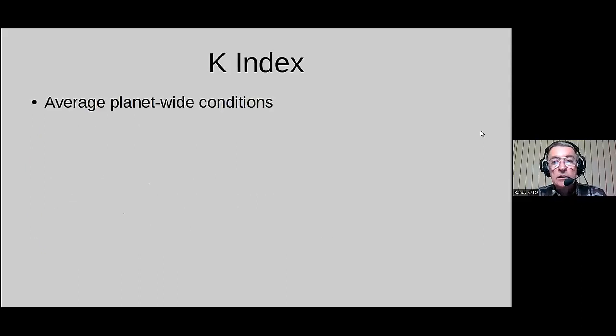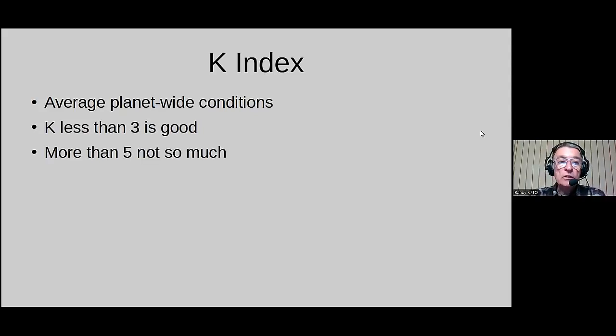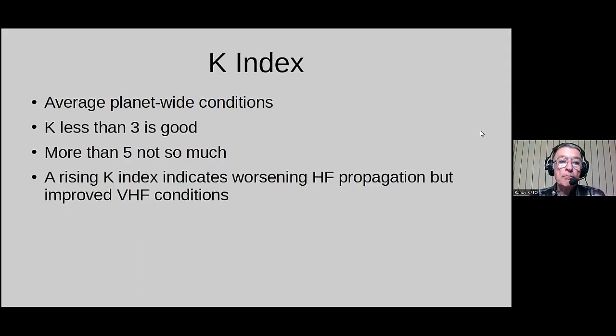The K index. Whereas the A index is for a specific location, the K index sort of averages planet-wide conditions. And with this one, a K of less than 3 is good. So if you see that, conditions will be reasonably good. More than 5, that's not so good. And then you go up above that, and they're even worse.